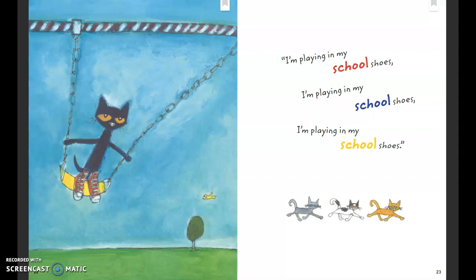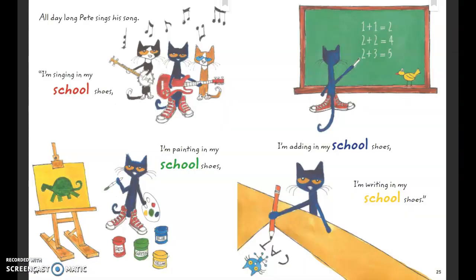I'm playing in my school shoes. All day long, Pete sings his song. I'm singing in my school shoes, I'm painting in my school shoes, I'm adding in my school shoes, I'm writing in my school shoes.